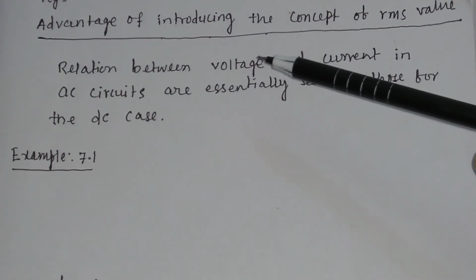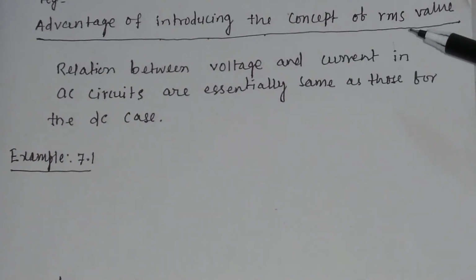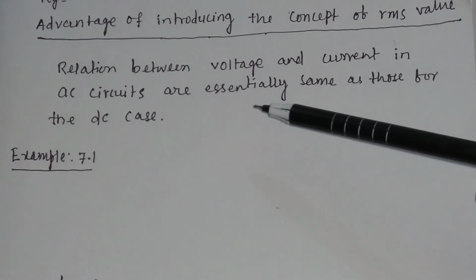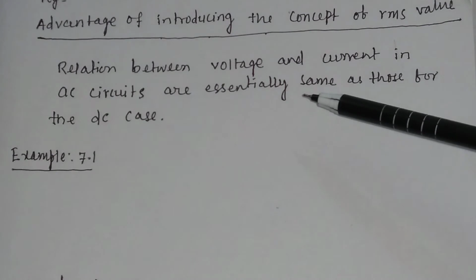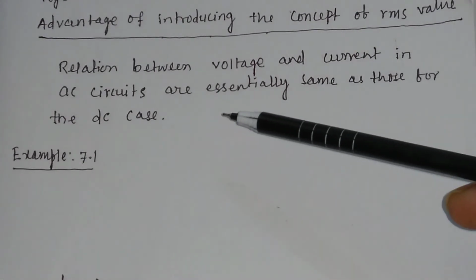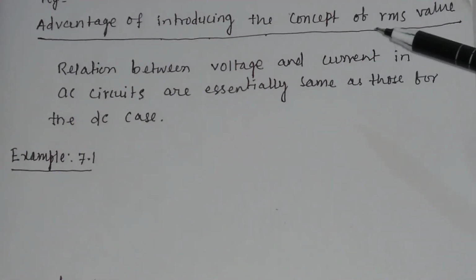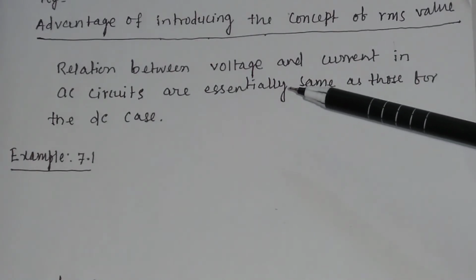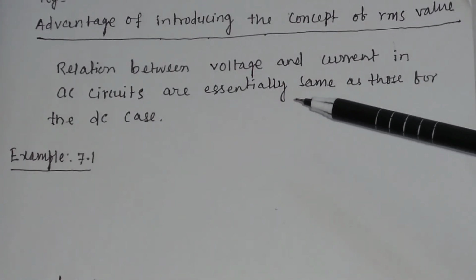What is the advantage of introducing the concept of RMS value? The relations between voltage and current in AC circuits are essentially the same as those for the DC case. By taking the RMS value of voltage and current, the AC will be the same as DC.